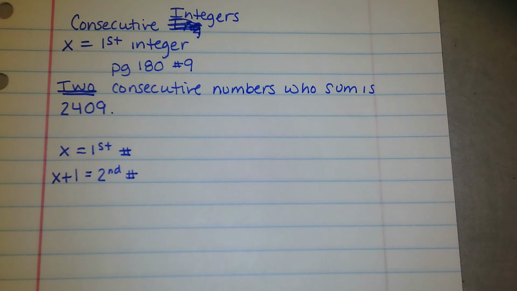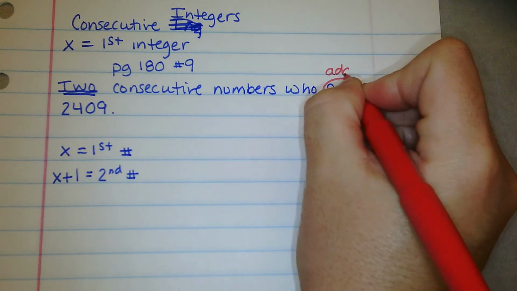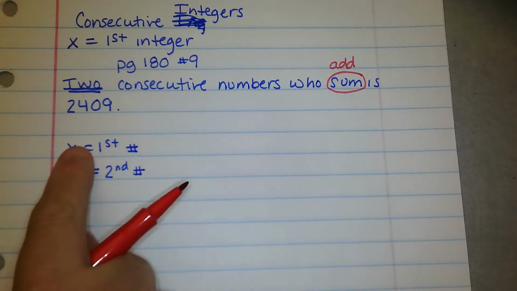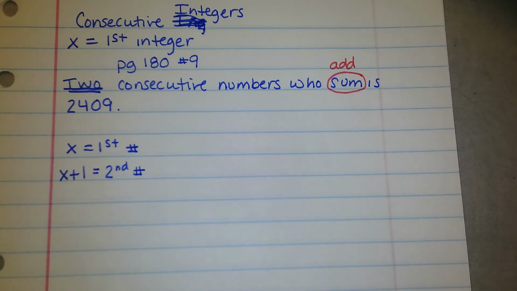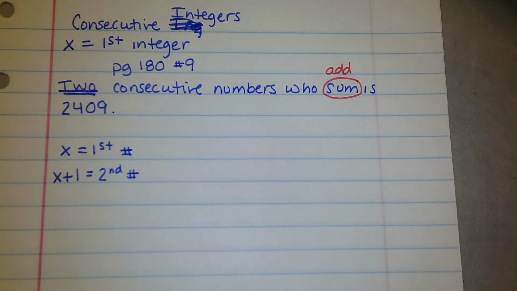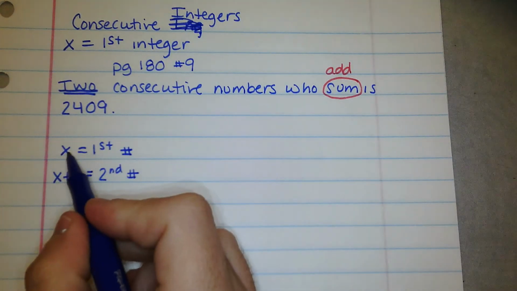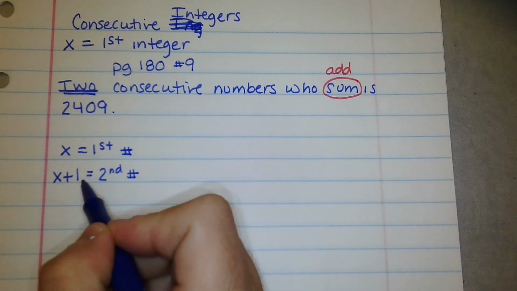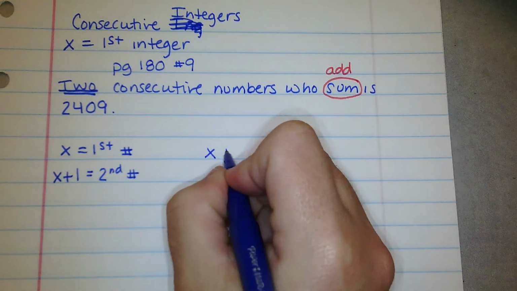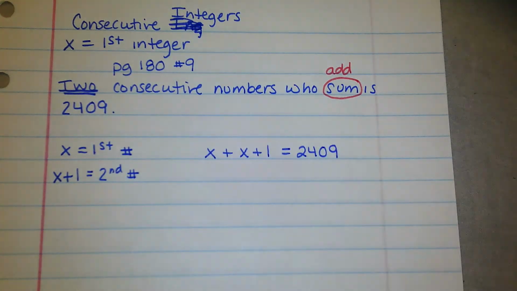Okay? The other key term that you need to know, and they use the word sum. The sum means that you're going to add them. So we're going to add up the first one and the second one, and that's going to give us our total of 2,409. Okay? So our equation for our two consecutive numbers: our first one is always x, the second one is 1 right after that, so that's x plus 1. We're going to add these up and set it equal to 2409. There's our equation. Now we have to solve it.